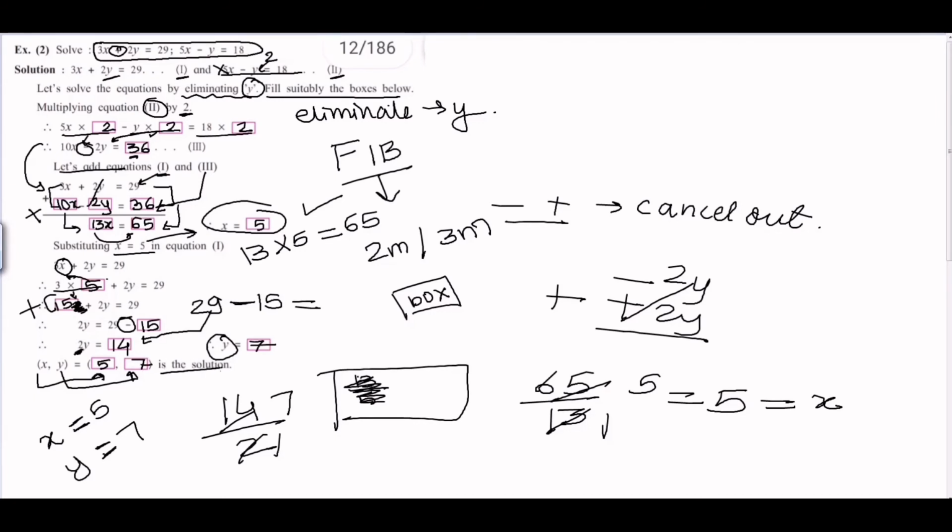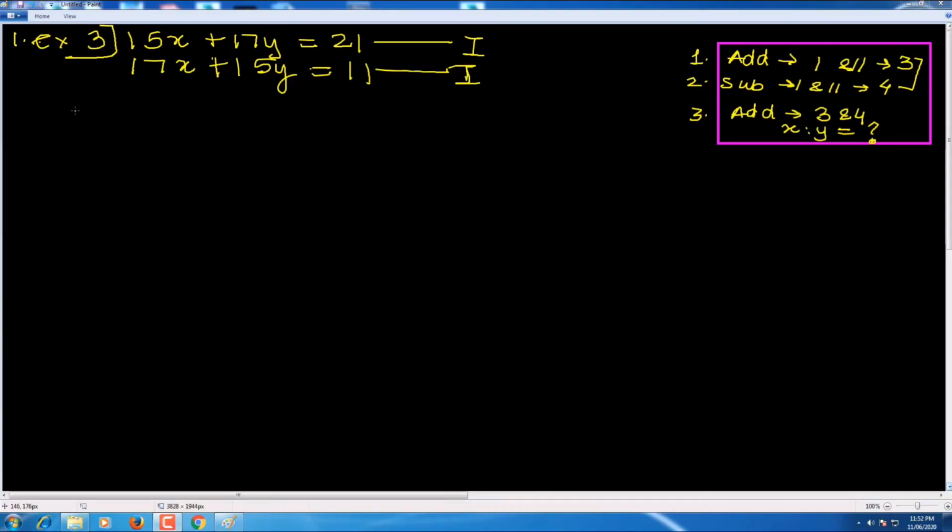Okay, so (x, y) = (5, 7) is the solution. I hope this is clear to you. If you have any doubts, please ask in the comment section, and I'll solve your doubts as well. Okay, so let us move on to equation 3.